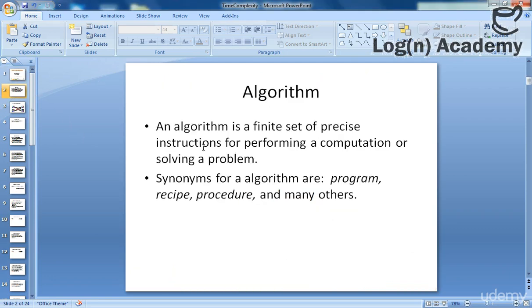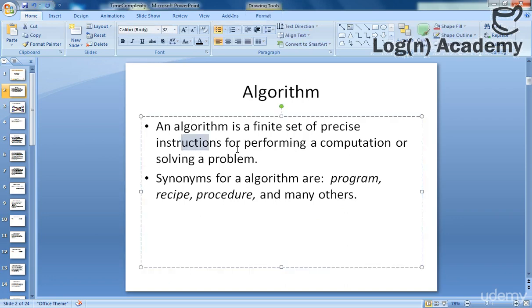An algorithm is a finite set of precise instructions for performing a computation or solving a problem. So an algorithm is nothing but a procedure, a method that we write to solve any problem. And the synonyms of the algorithm are, as you can see, a program, a recipe, a procedure, or a method.